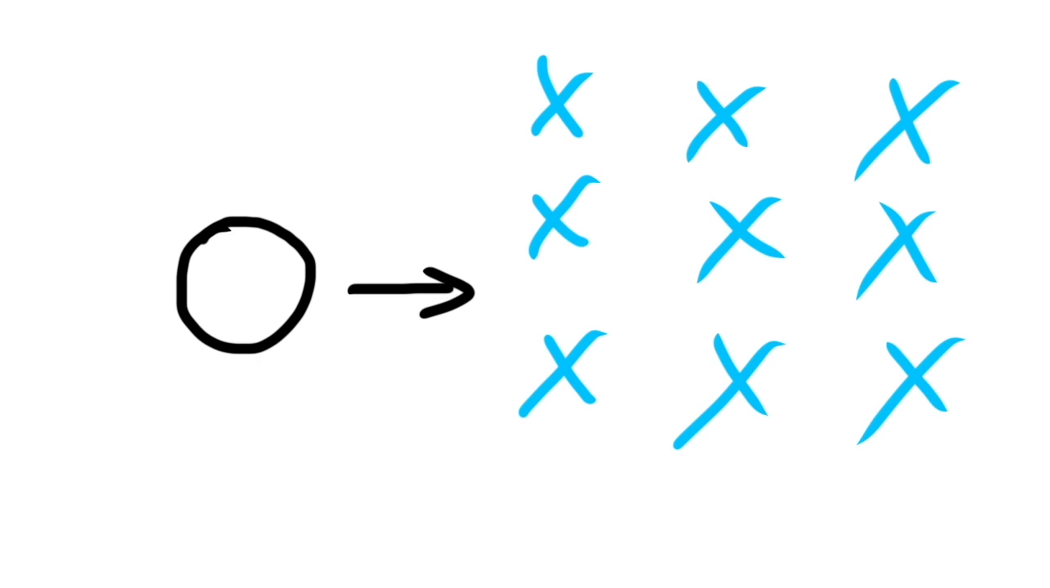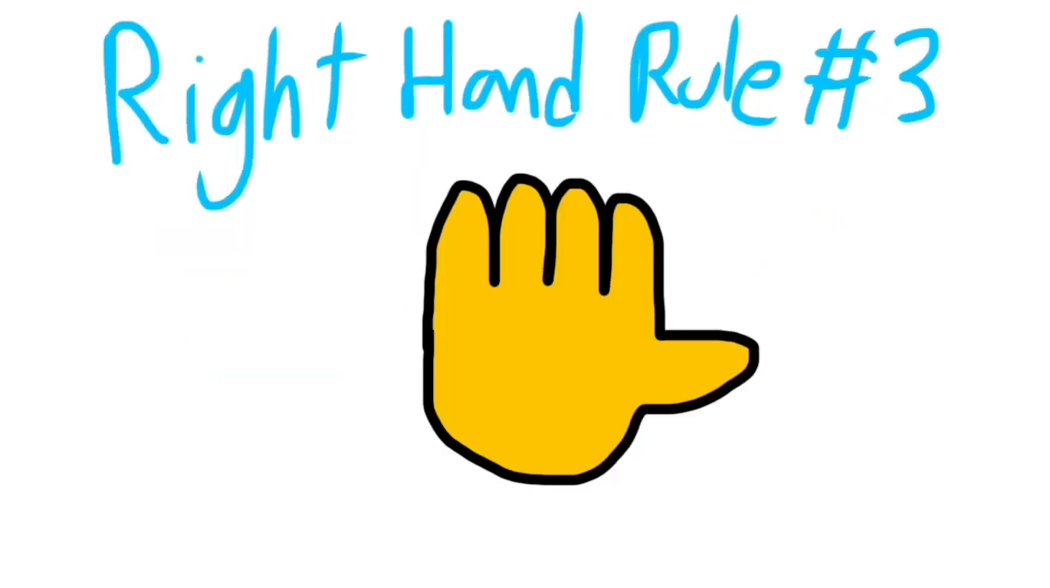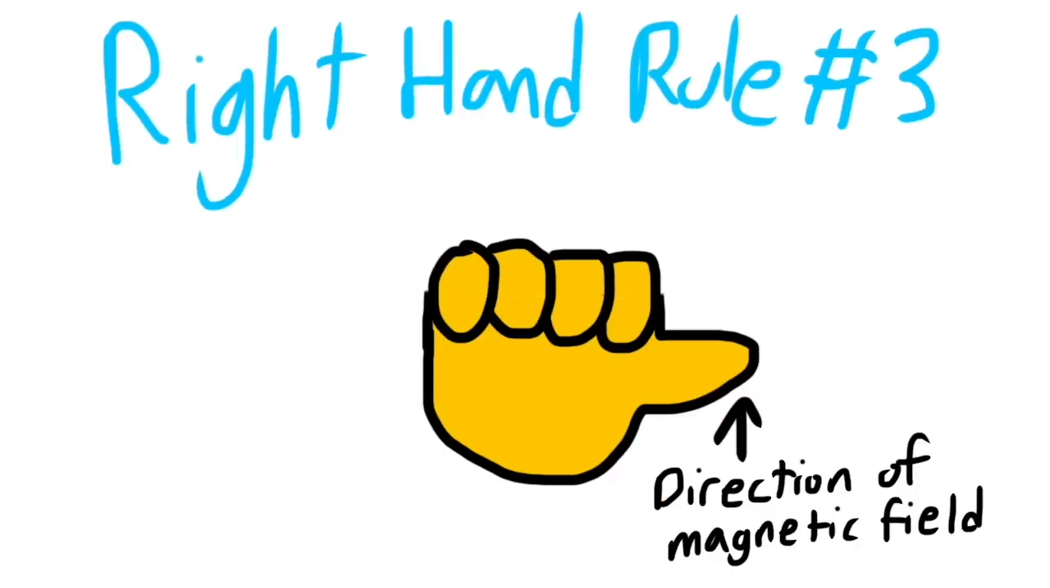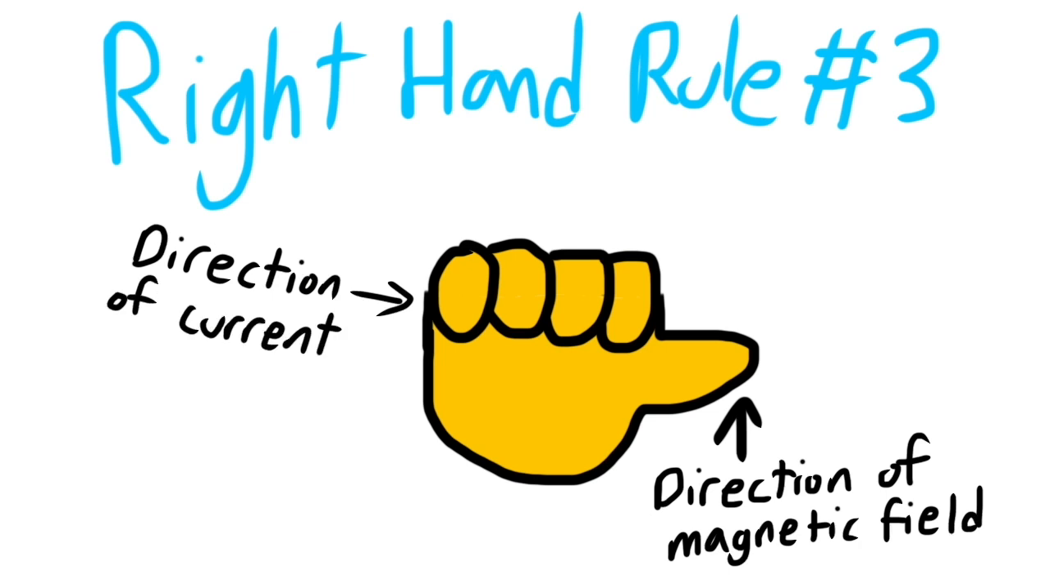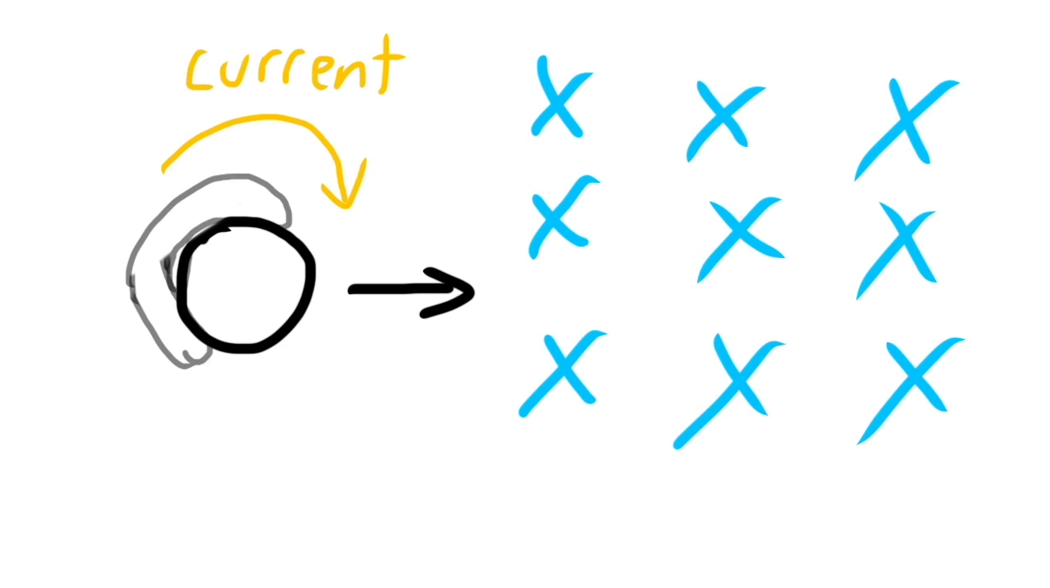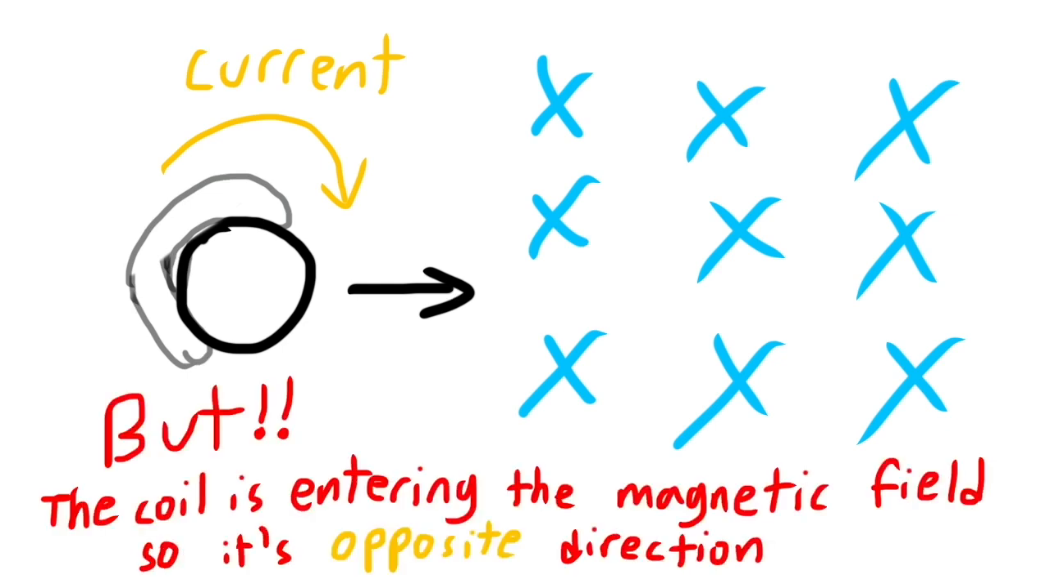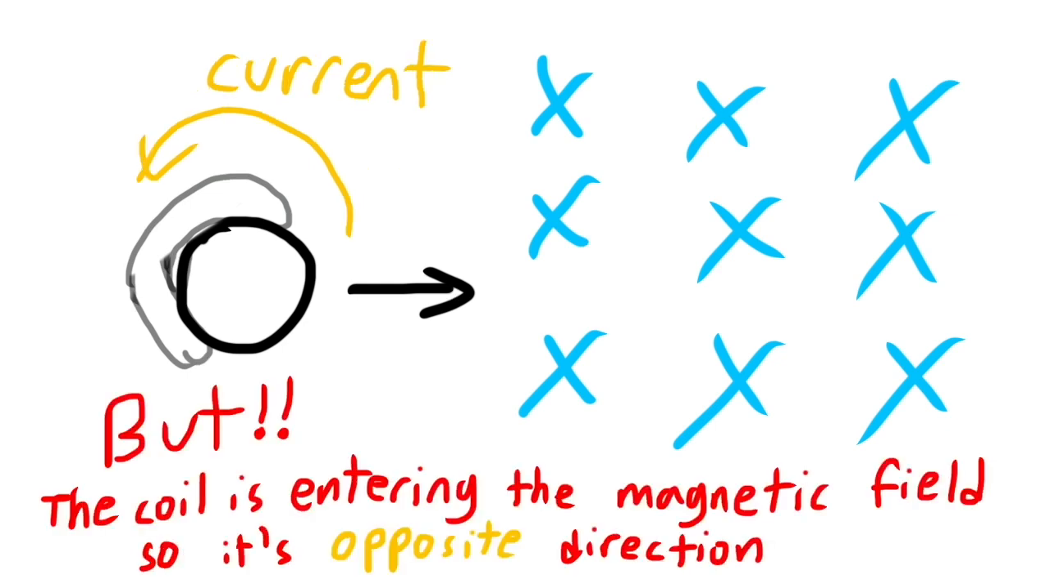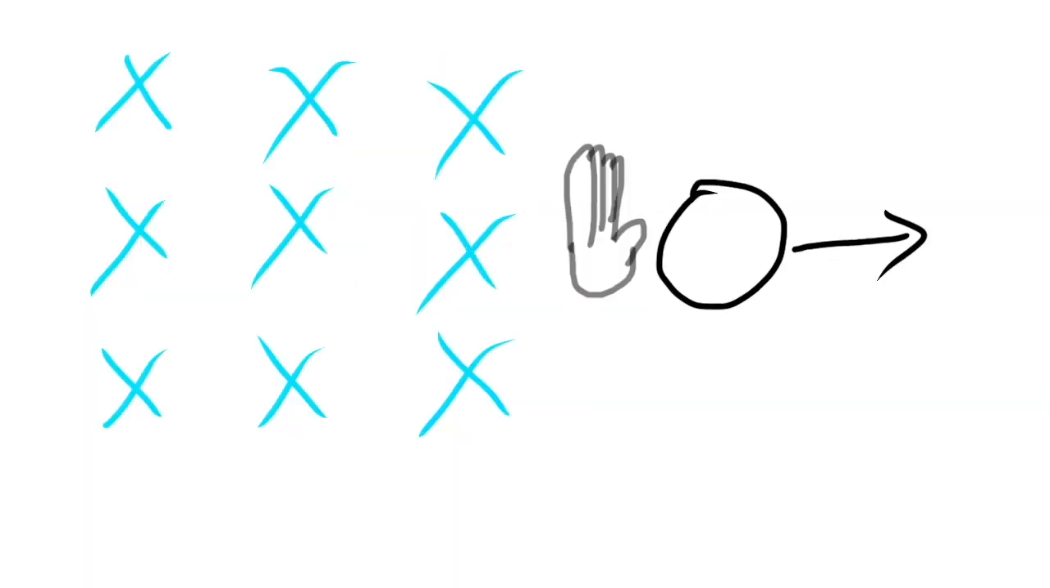When a moving charged particle enters the magnetic field, what's the direction of the induced current? We can use the right-hand rule number 3 to figure that out. Point your thumb in the direction of the magnetic field and curl your fingers. That's the direction of the induced current. In this scenario, with the direction of the magnetic field going into the page, the current must be going clockwise, right? However, since the coil is entering the magnetic field, the current is actually going in the opposite direction because the magnetic field wants to stay like before.